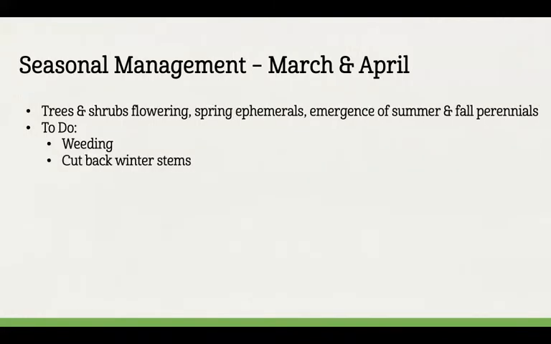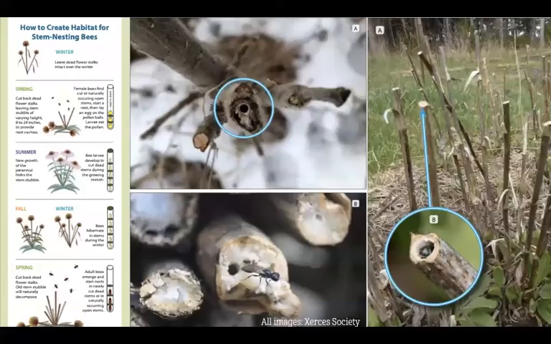Also in the season, we're going to cut back winter stems. This slide is packed with a lot of information. All of these images are taken from a really great publication by the Xerces Society that I'll have a link to as well. So you can see that the dry standing stems of plants are a really valuable resource for these little beneficial insects. They use them to lay eggs in and protect their larvae over the winter. We're going to leave those stems standing, and then in the spring, you can cut them back.